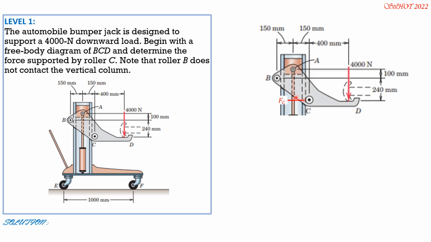So we have F sub C, and we have pin reactions at A, but we do not name the pin reactions at A because we plan to sum up moments about A. So moment A is 0, counterclockwise positive, so we have F sub C times 240 plus 100, then minus 4,000 times the moment arm, which is 400 plus 150, or 150 plus 400 mm. So we can now solve for F sub C. F sub C therefore is equal to 6,471 newtons.